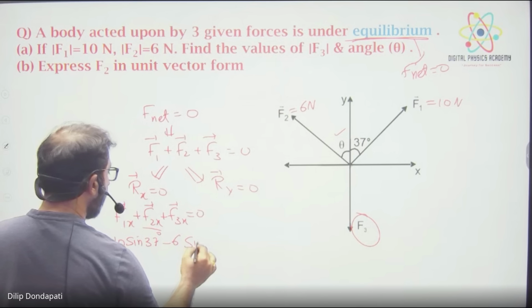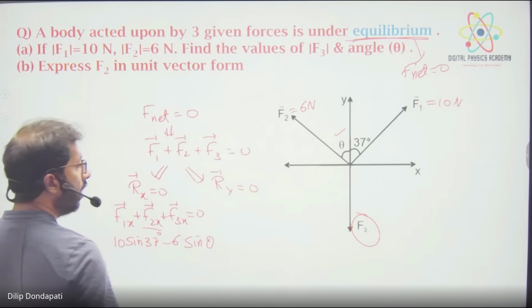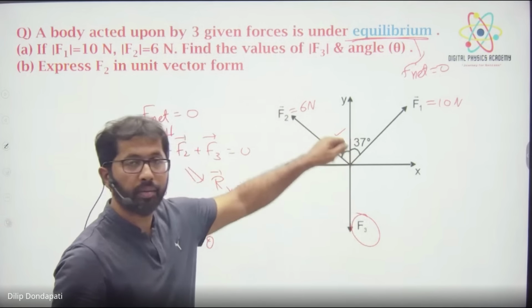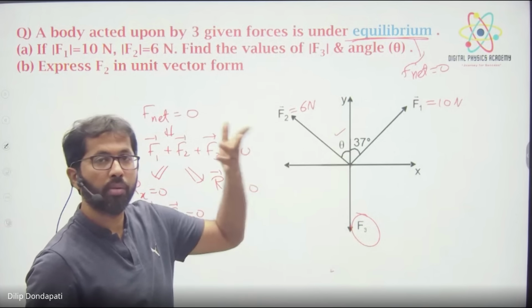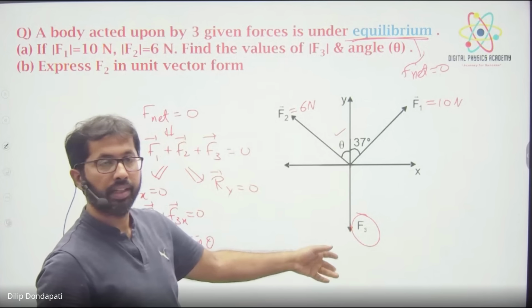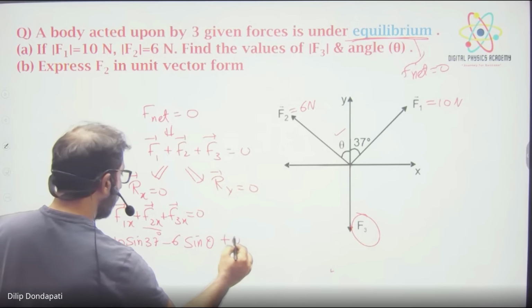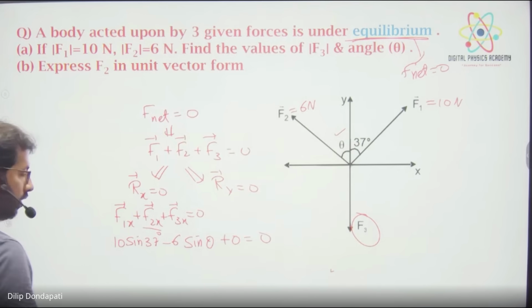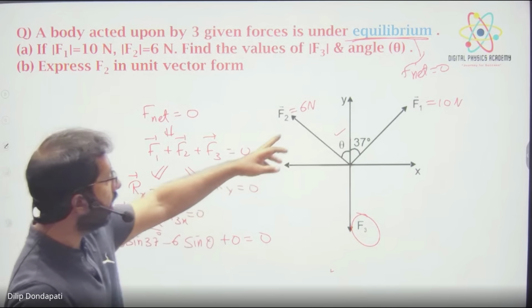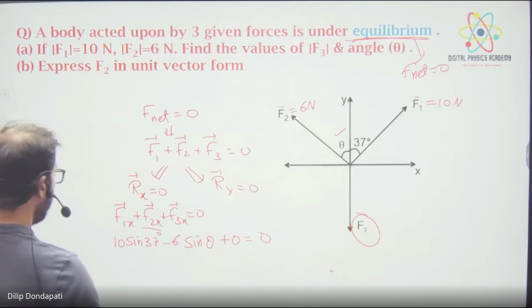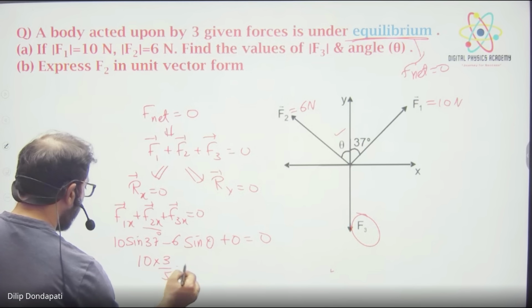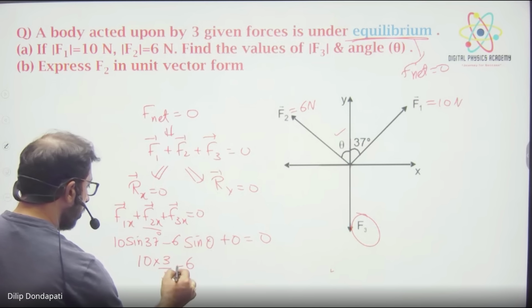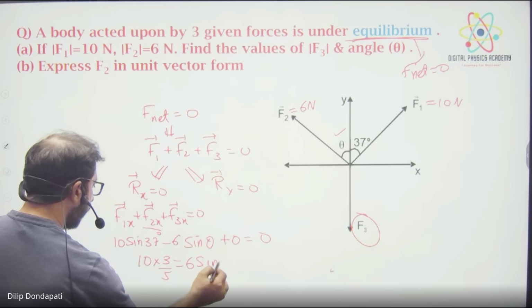So minus 6 sin theta. Now F3 in x direction, how much? There is no component in x direction, so 0. Now find theta. You're telling to find theta in F3, right? Find theta. So sin 37 is 3 by 5, minus 6 went to that side, so plus 6 sin theta.